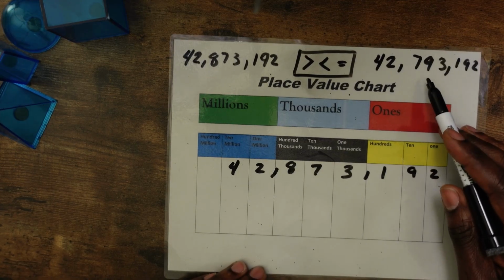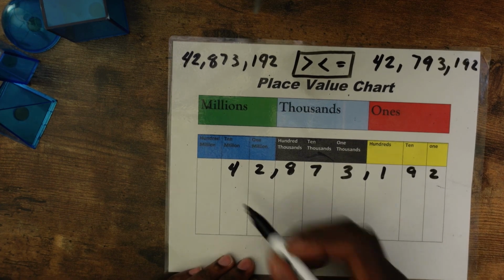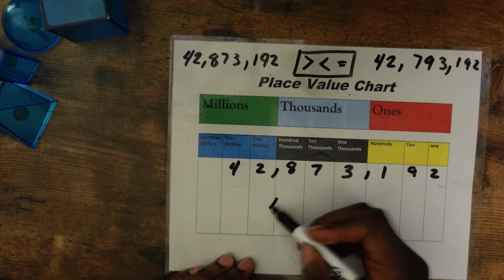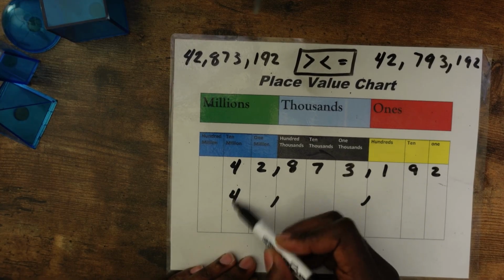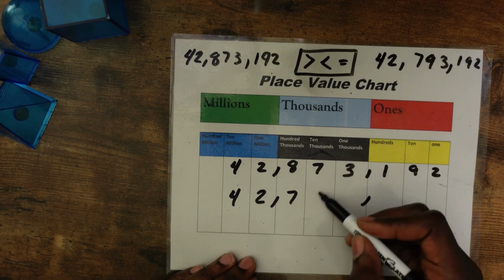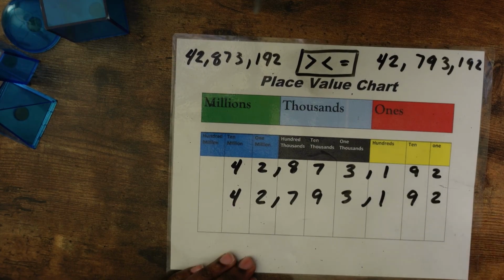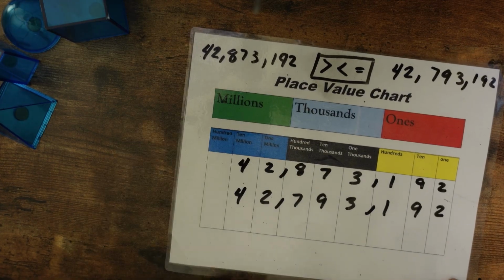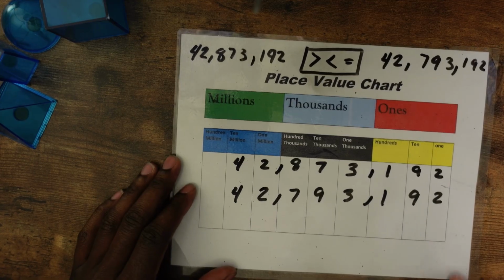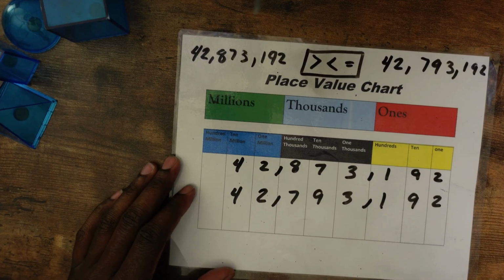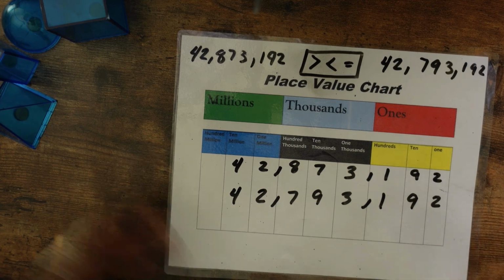Now I will take my second number and I will place it right underneath. I will stack it right underneath my first number. Like I said, we're getting our commas lined up, 1 comma, 2 comma, and I would just place my numbers accordingly. 42,793,192. Now that we have our numbers stacked on top of each other and all the place values are aligned exactly as they should be, it's very, very easy to make a comparison on which number is larger or smaller, or if they're equal.